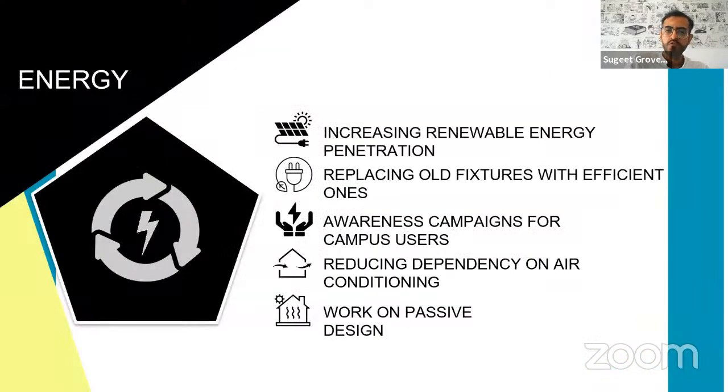Now, let me switch to energy from land. And let me ask you, among all of these strategies, strategy 1, 2, 3, 4, 5, which one do you think campuses were most willing to adopt? Is it increasing renewable energy penetration? Is it replacing old fixtures with efficient ones? Is it awareness campaigns for campus users? Is it reducing dependency on air conditioning? Or is it working on passive design?